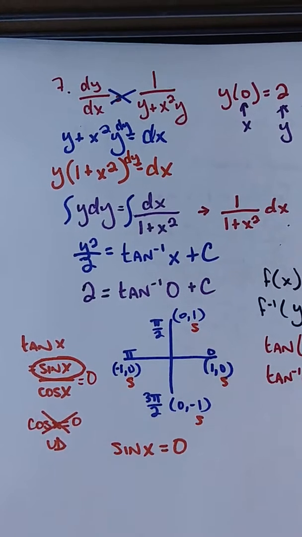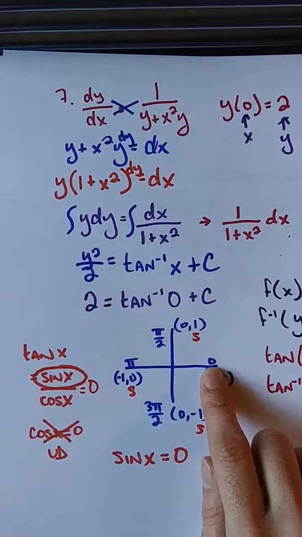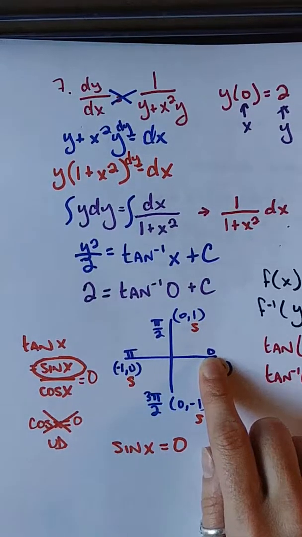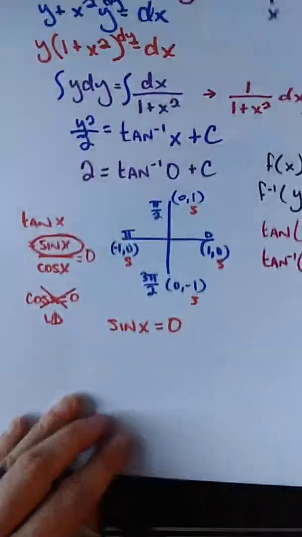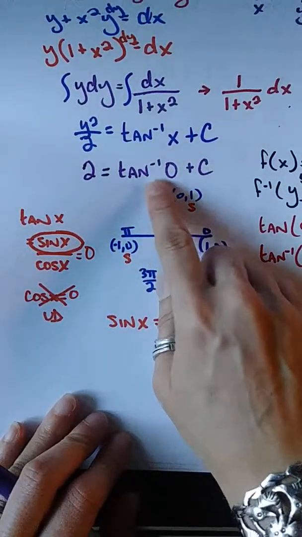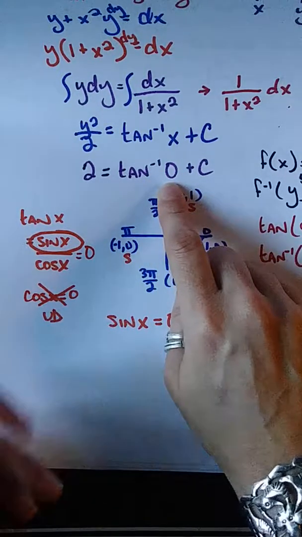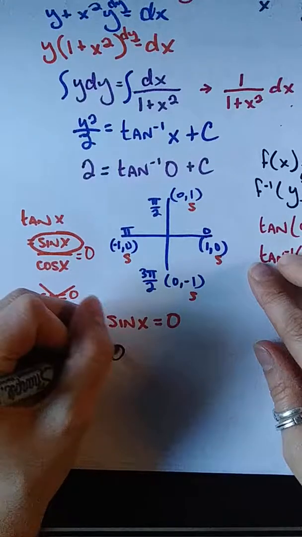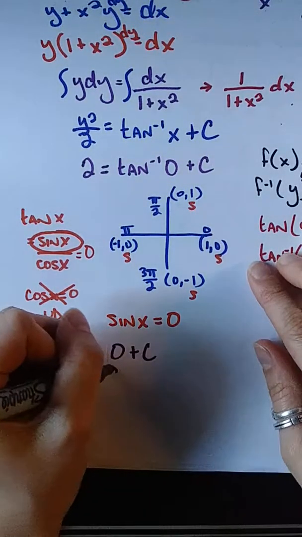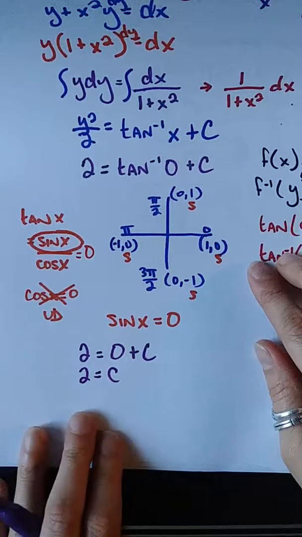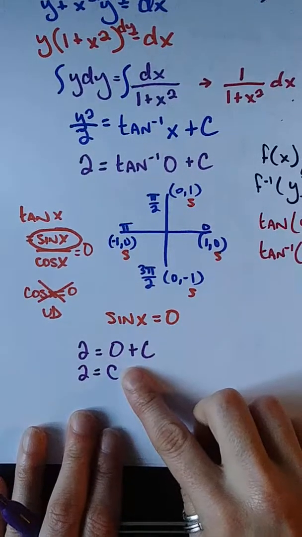So the easiest one to pick is that one right there, the number 0. If I plug 0 into tangent, it's going to give me 0 as an answer. So that's awesome. Up here, the inverse tangent of 0 could be 0. So we're going to say 2 equals 0 plus c. Okay? So that means c is going to be 2 in this case. There are infinite solutions. This is one of them.